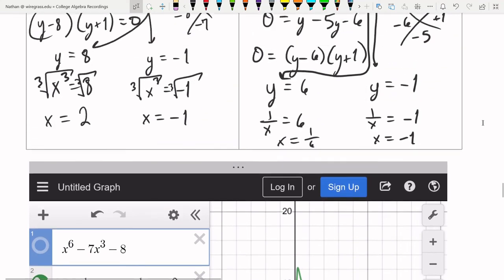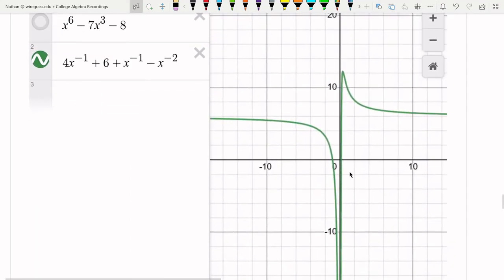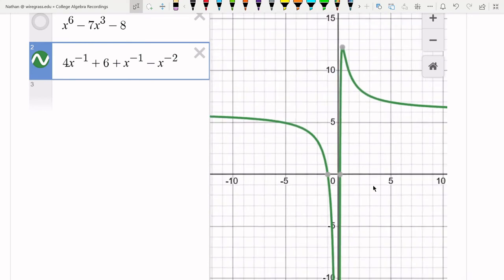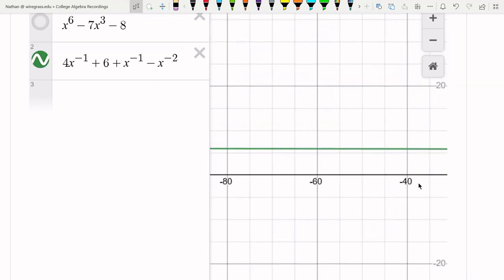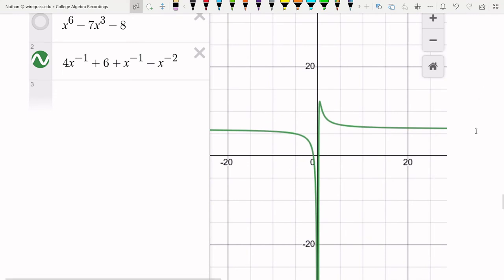And solving for the other one, we got -1 and 1/6. Kind of a strange graph here, but we get 0.167. Type that on a calculator. 1/6 is 0.1666 repeating, so 0.167 rounded, that's correct. And then -1 is our other solution. So that is correct. And it will not cross the x-axis again, to the left or the right. Those are the only two solutions there.